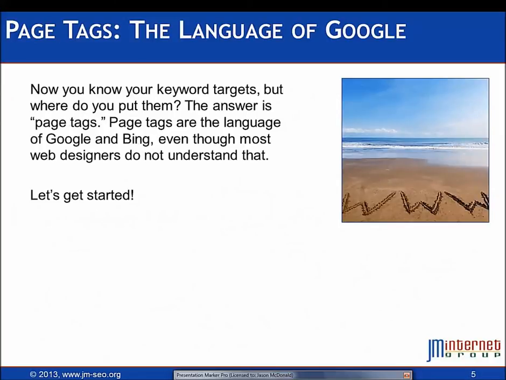All right, so page tags are really the language of Google. HTML is built on tags. We're going to look at those in a second. You don't have to be an expert on page tags to know how this works, but you do need to understand that behind the scenes of what you see on the internet, there's this language called HTML, and that language is built around tag structure. What most web designers do not understand is that tag structure is also talking to Google and Bing.